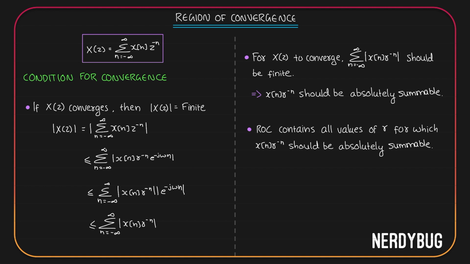This gives us a very important result, which is ROC is independent of omega. ROC only depends on the values of r. This is very similar to Laplace transform where ROC did not depend on omega, instead it only depended on the values of sigma.